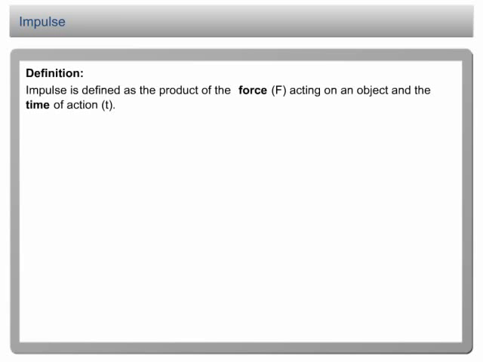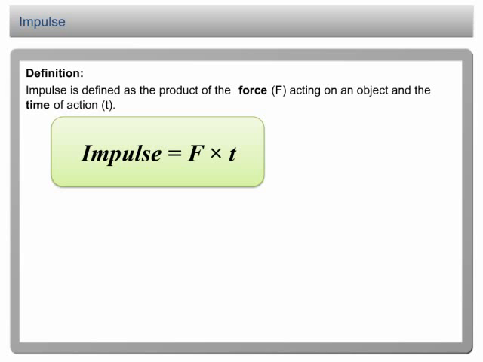Impulse. Impulse is defined as the product of the force acting on an object and the time of action. In the equation, we write impulse equals F times t, where F is the force exerted on an object and t is how long the force is applied on the object.